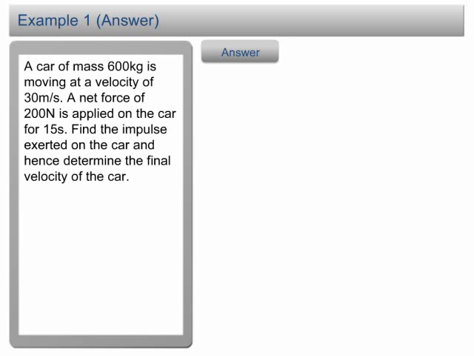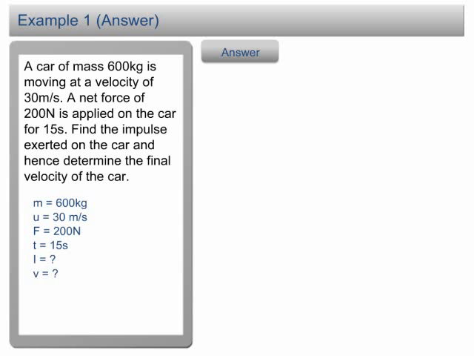Well, let's list down all the information that we have. The mass of the car is 600 kg. The velocity of the car is 30 meters per second. The force acted on the car is 200 Newton. And the time interval the force acts on the car is 15 seconds. We are asked to find the impulse and the final velocity.